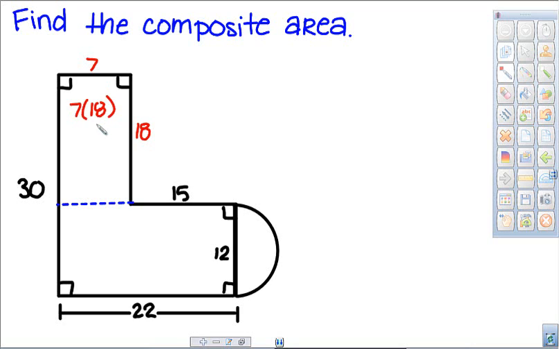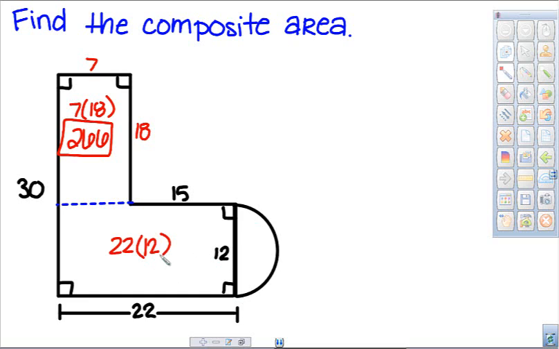a total of 266 for this piece. Now we have this rectangle that we know is 22, okay, by 12. 22 by 12 is 264.